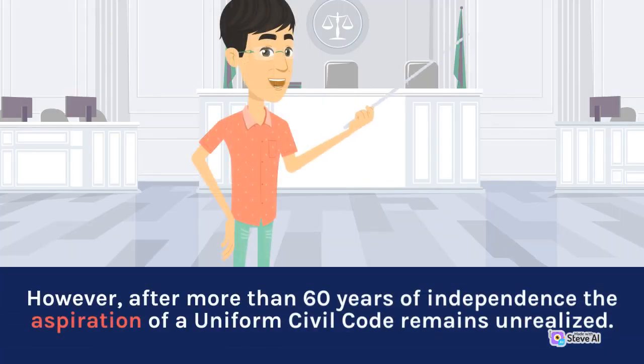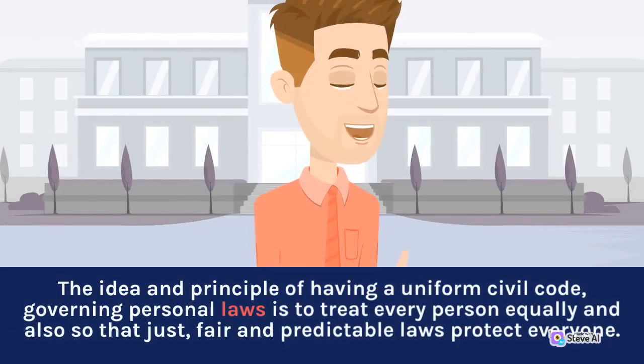However, after more than 60 years of independence, the aspiration of a uniform civil code remains unrealized. The idea and principle of having a uniform civil code, governing personal laws, is to treat every person equally, and also so that just, fair and predictable laws protect everyone.